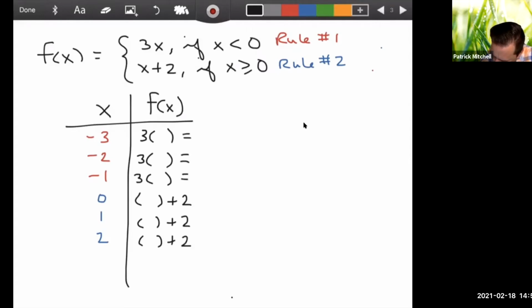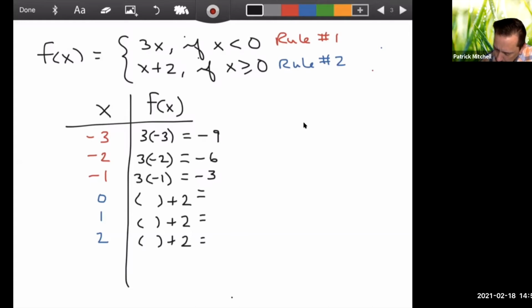when I do that, I get a bunch of points. 3 times -3 is -9. 3 times -2 is -6. 3 times -1 is -3. And then as I wait for that -3 to appear, there it is. Sometimes there's a lag between my tablet and what you see.